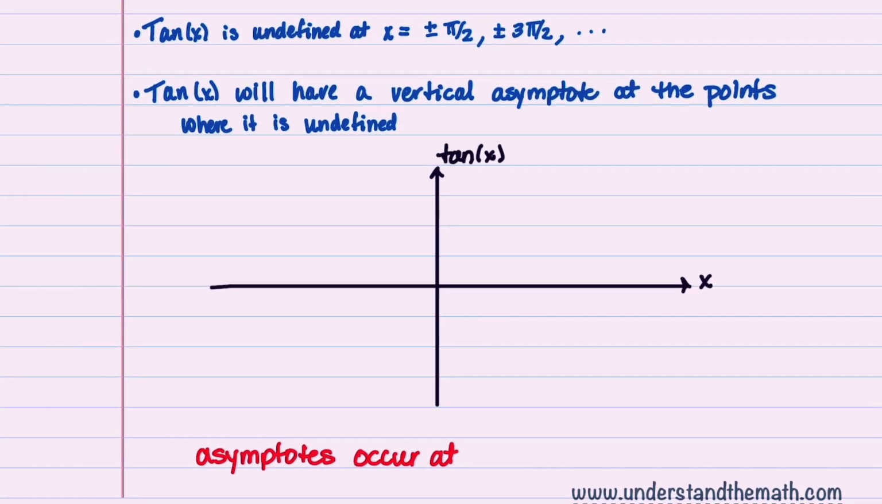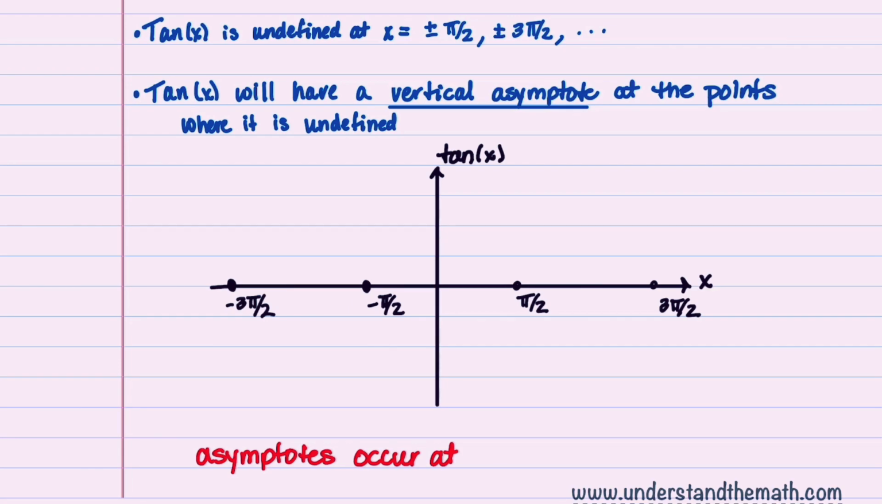Tangent x is going to have a vertical asymptote at the points where it's undefined. We have one at pi over 2, and then we have one again at 3 pi over 2. Likewise, we have one at minus pi over 2, and then again at minus 3 pi over 2. And we'll label these. So we have 3 pi over 2, pi over 2, minus pi over 2, minus 3 pi over 2. And we have more to the left and to the right. We're just going to write these 4.